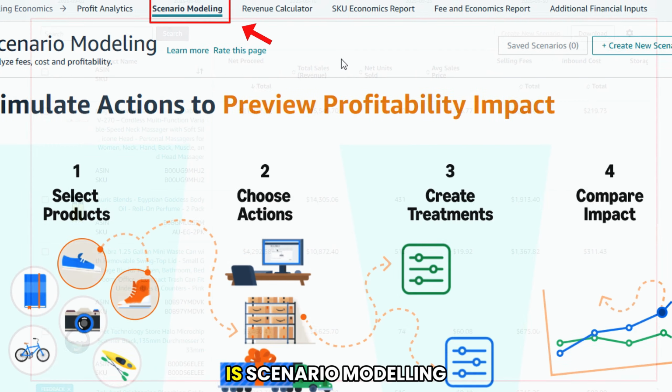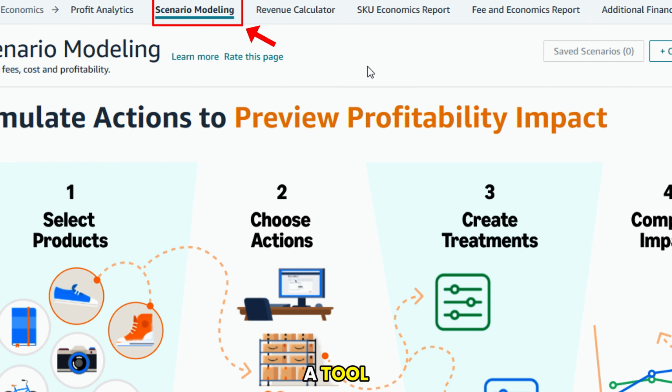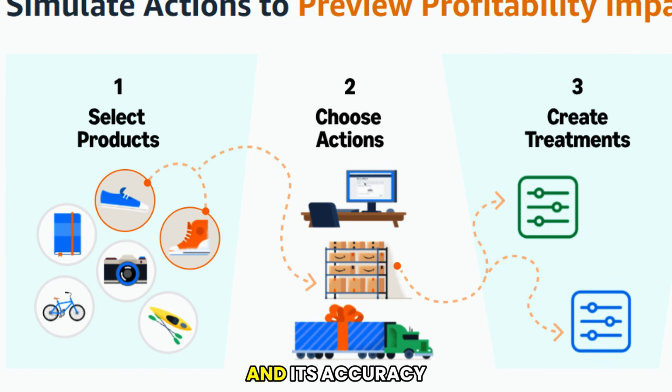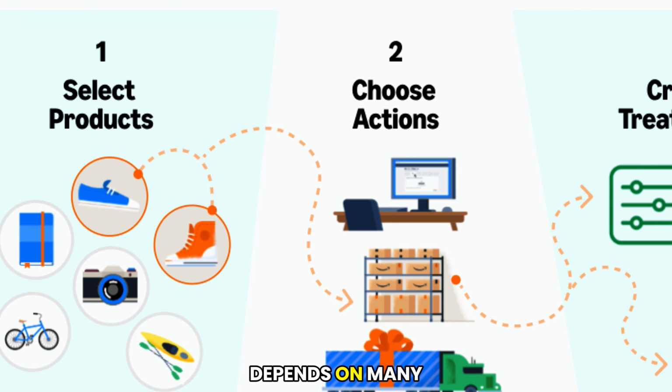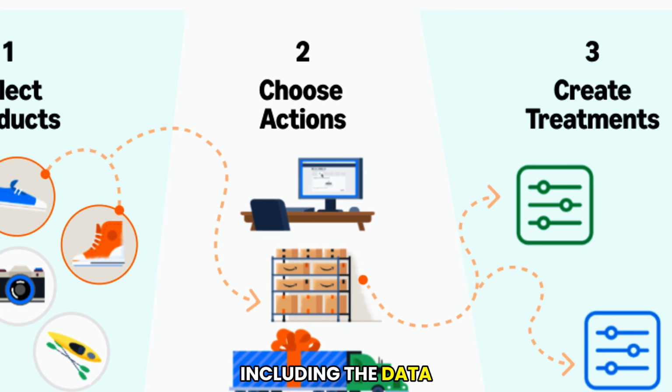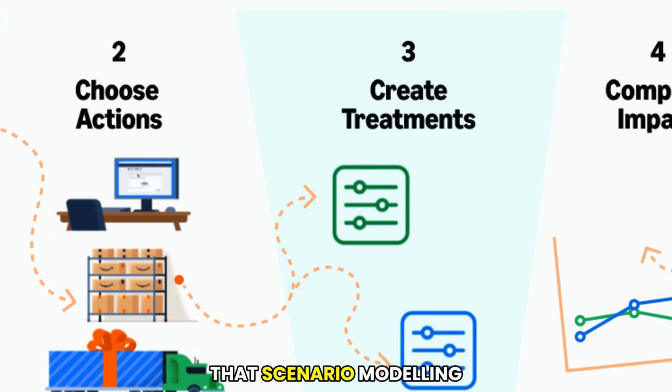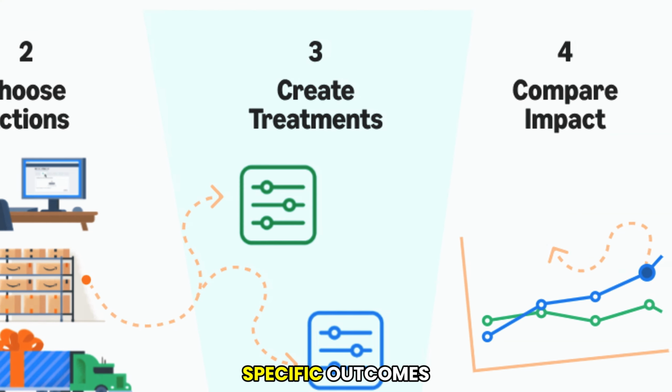The second option is scenario modeling. Scenario modeling is a tool designed to help you analyze potential business outcomes. It works as a predictive tool and its accuracy depends on many variables, including the data you provide. It is important to note that scenario modeling does not guarantee specific outcomes.